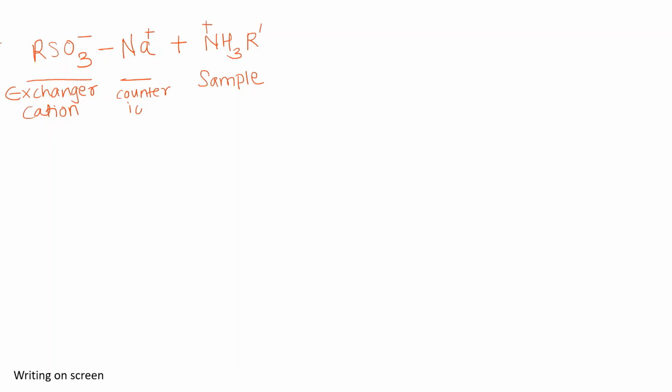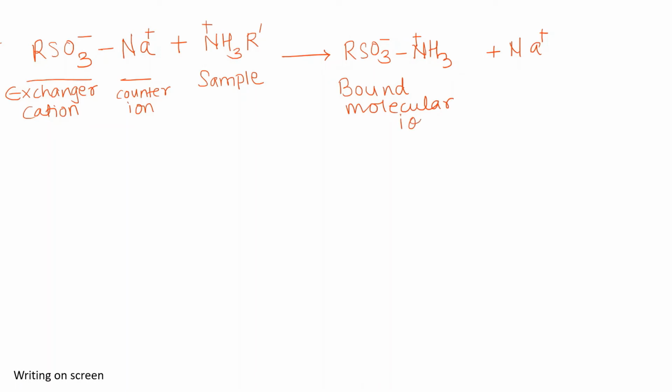Now among these positive charges, the one having more affinity for the exchanger cation, that is RSO3 minus, will go and bind to this exchanger cation, and it will allow the counter ion Na plus to leave. So Na plus will be removed from the stationary phase, and instead the NH3 plus present in the sample, which has more affinity for RSO3 minus, will go and bind to the exchanger cation, and this is how the bound molecular ion is formed.